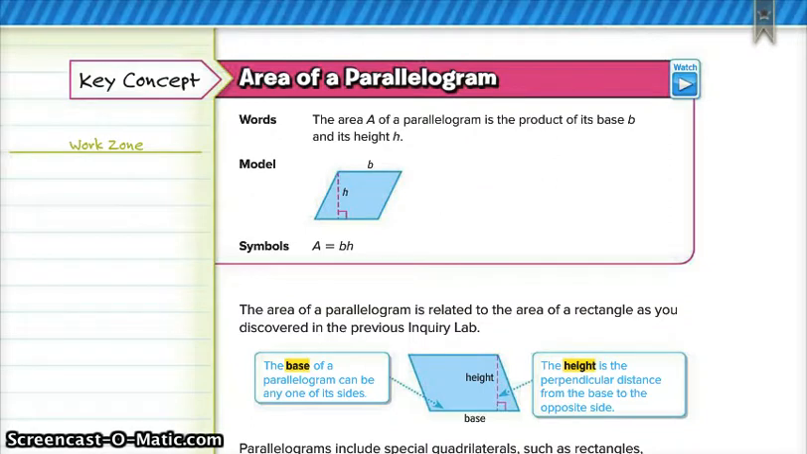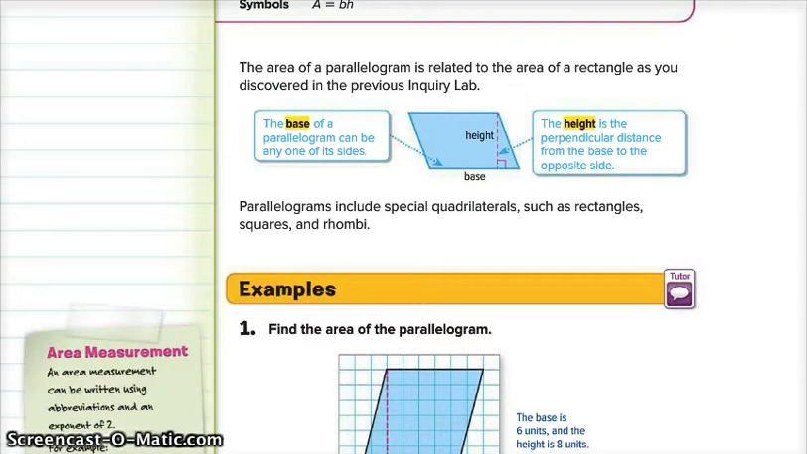Kind of looking at the next piece where it says the area of a parallelogram is related to the area of a rectangle, as you discovered in the inquiry lab. So the base of a parallelogram can be any one of its sides. The height is the perpendicular distance from the base to the opposite side. So that's where we get that idea of a right angle being formed, is it has to be perpendicular to the base.